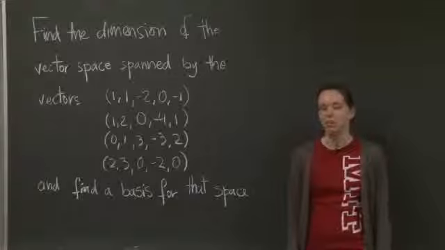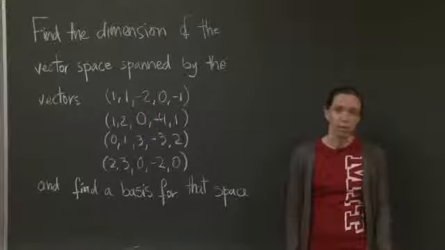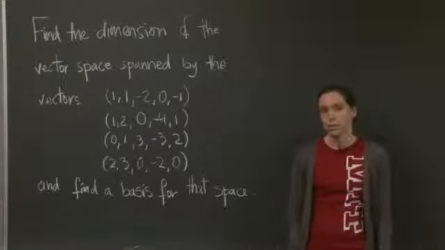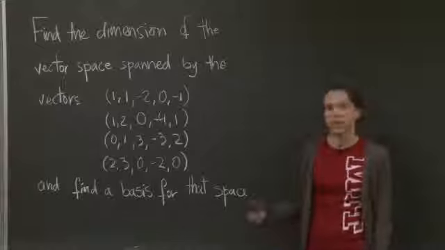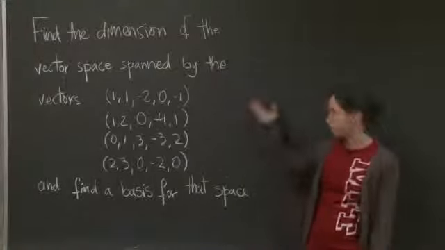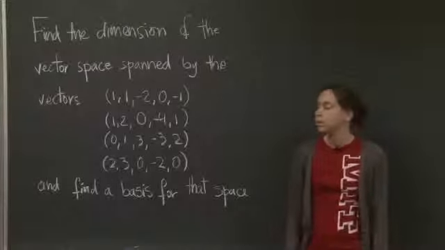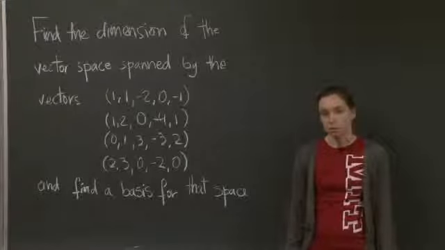In lecture, you've been learning about when vectors are linearly independent, when they span a space, what a basis is, what a dimension of a vector space is, and the problem for today is exactly about that. We have a vector space that is given. It's spanned by these four vectors, and we're asked to find the dimension of that vector space and the basis for it.